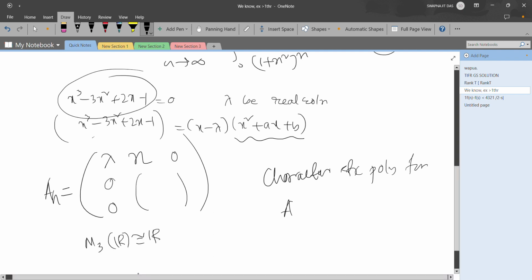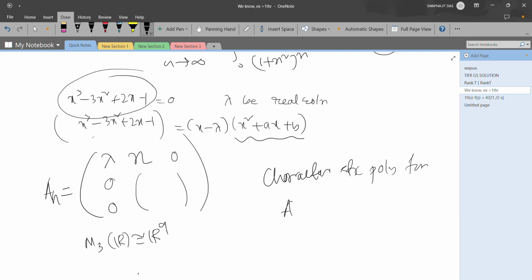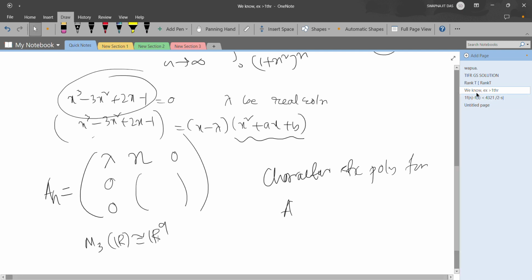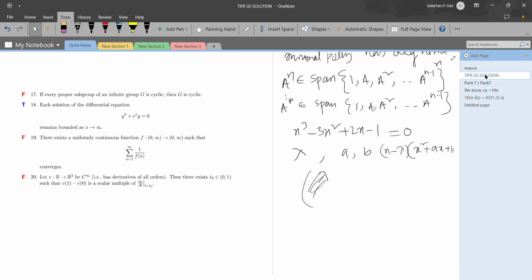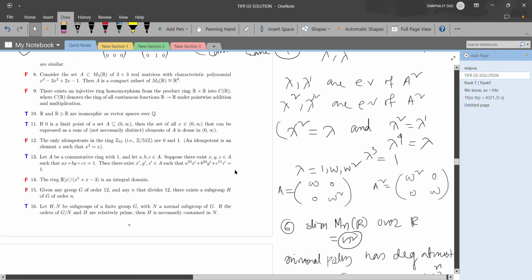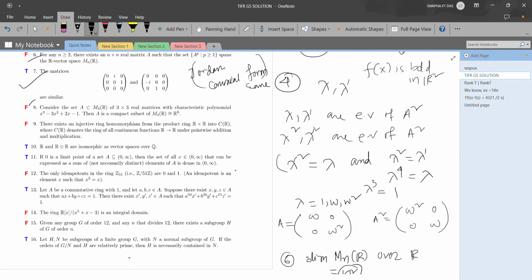So when you are thinking of M3R as R9, one component is already unbounded, so it cannot be a compact set, right? It's already unbounded, so it cannot be compact, because compact implies bounded. So that means this is false. This is not compact.